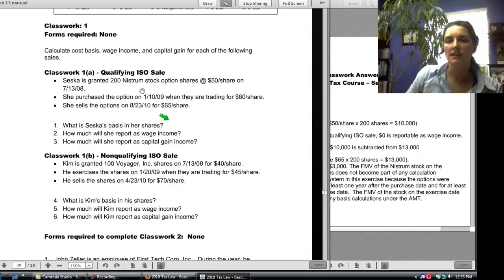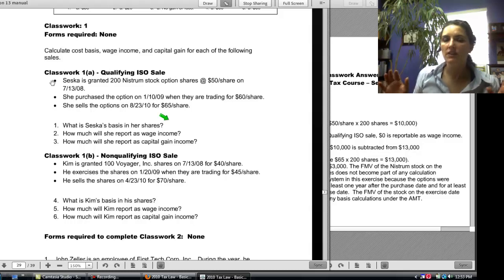So 8/23 of 10 is more than a year after the date that she purchases, and it is more than 2 years after the grant date. So we know she has a qualifying ISO sale. So what's next? Well, we know that because she has a qualifying ISO sale, there's no wage income to report at all.